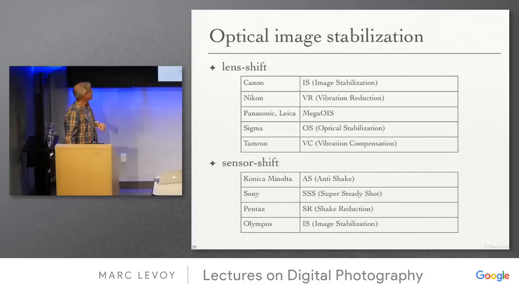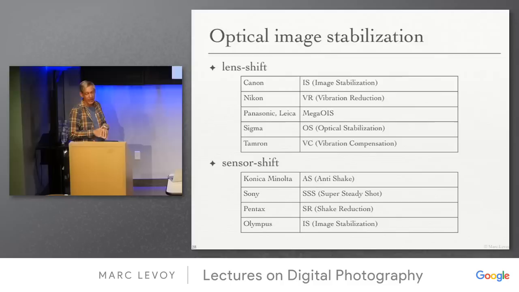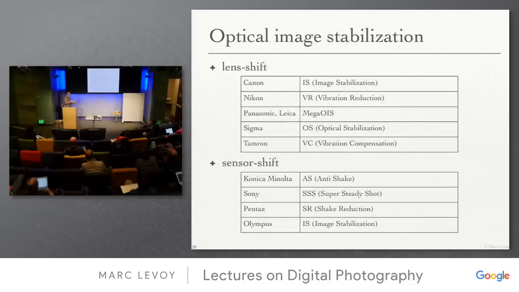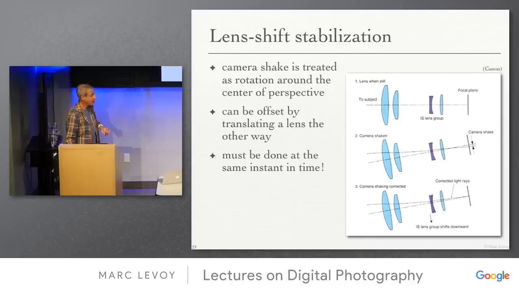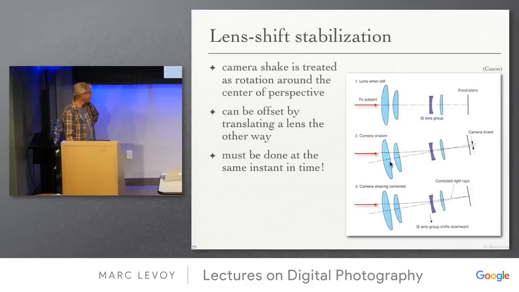Okay, so let's get back to photography and talk about optical image stabilization. You can do it by moving the lens, or you can do it by moving the sensor. And different camera systems do one or the other. There are some of the names of their brands, branding of the stabilization. So lens shift stabilization means that if light's coming in like this, and I have rotated the camera accidentally, then instead of striking along the optical axis here, it'll strike a little bit too low. So that's the camera shake.